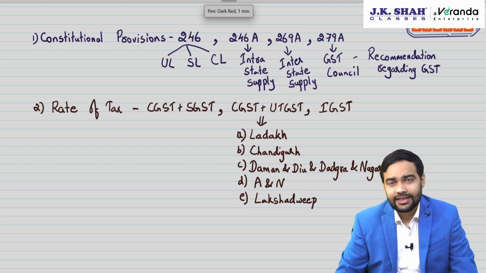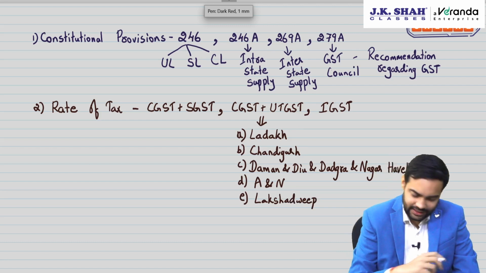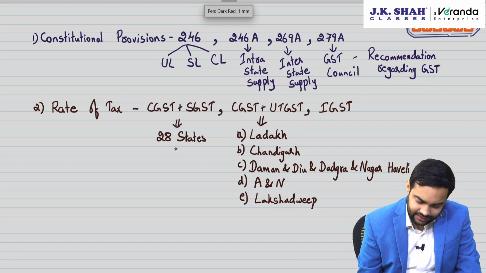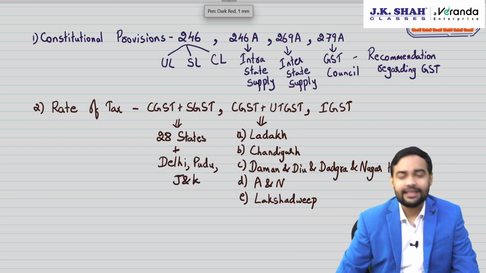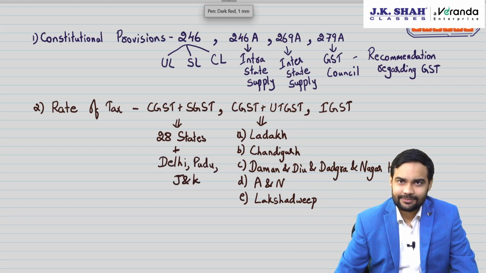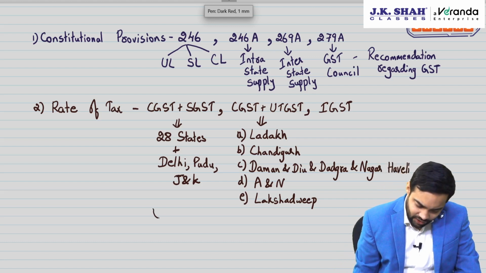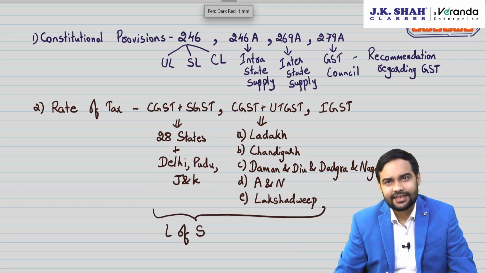Now what about other union territories? In other union territories, that is 3, Delhi, Puducherry, Jammu and Kashmir, CGST plus SGST will be applicable. So if the transaction is within 28 states plus Delhi, Puducherry and Jammu and Kashmir, then you will end up charging CGST plus SGST. Sir, how do we decide whether it is within the state? The law requires 2 things to be met. 2 things need to be checked.